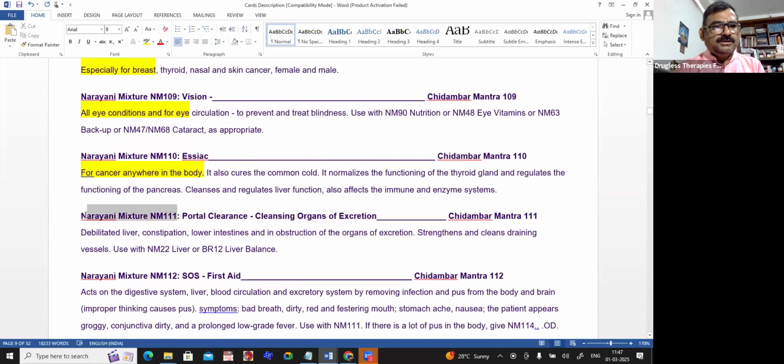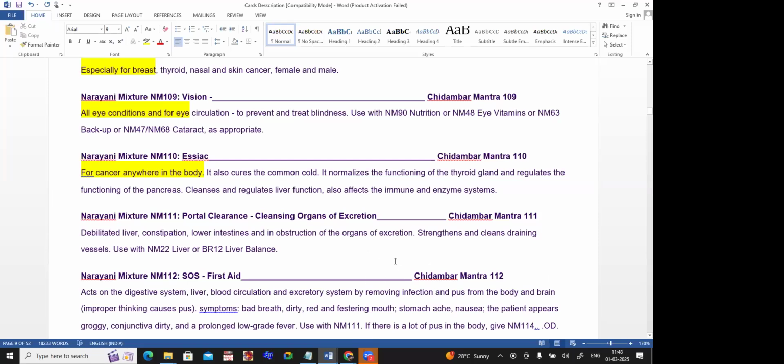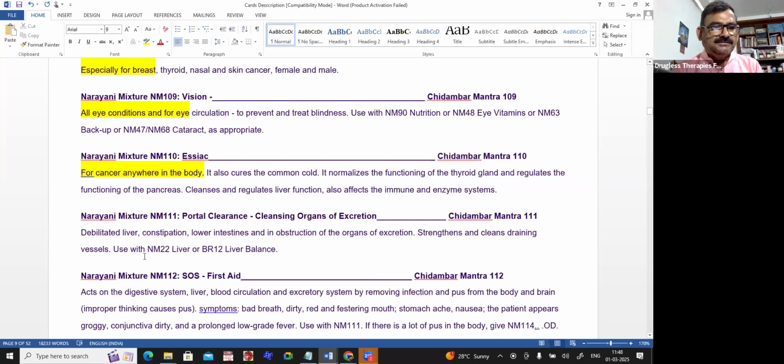And one more thing: anybody having cancer will not suffer from the normal cough and cold; generally they don't suffer. If someone is getting cough and cold frequently, you should be happy that your body's immune system is strong, detoxifying and cleansing itself. Right? Yes, correct.